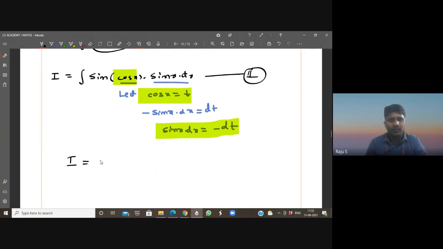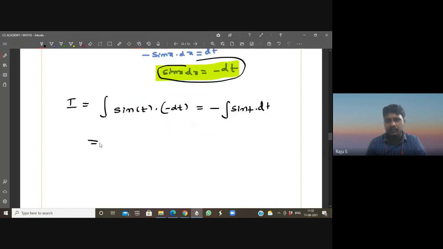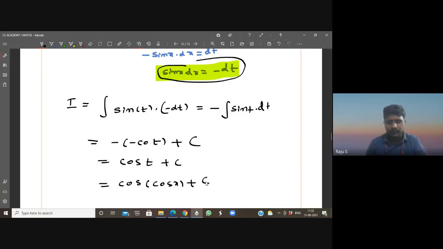Now look at your sine of cos x, which is clearly sine t, into what does sin x dx become? Minus dt. Minus you can take outside, so integral of sin t dt. What is the integral of sin t? It is a standard form. The integral of sin t is minus cos t plus c. So minus of minus cos t gives plus cos t plus c. What is t finally? T is cos x. So this is the required answer.